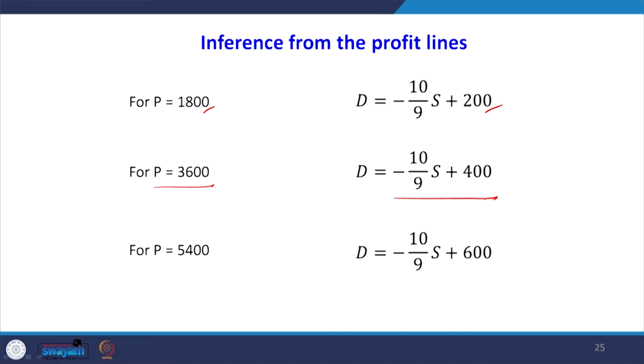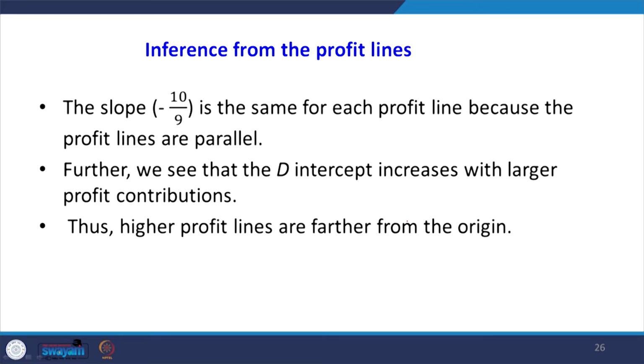So, what is the similarity we are seeing? Even though the value of the objective function on the right hand side is increasing, the slope remains constant, minus 10 by 9. So, this implies that the objective function lines are parallel to each other. The slope minus 10 by 9 is the same for each profit line, because profit lines are parallel. Further, we see that the D intercept increases with the larger profit contributions. Thus, higher profit lines are farther from the origin. That we have understood algebraically.